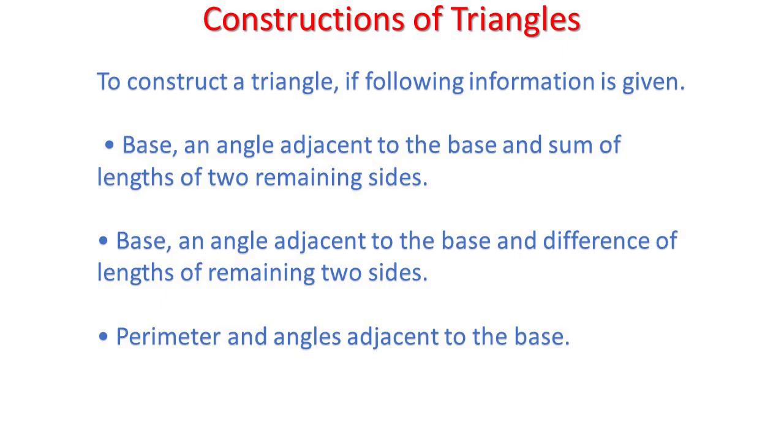Dear students, we are getting into a new chapter named construction of triangles. Very important, very interesting. There are various ways of construction of triangles mentioned in the chapter. Just have a look, these situations are given. One is when the base, an angle adjacent to the base and the sum of the other two sides is given. Second, a difference is given. In a third condition, you will be getting the perimeter and the angles adjacent to the base. We will get into the details now and construct the triangle.